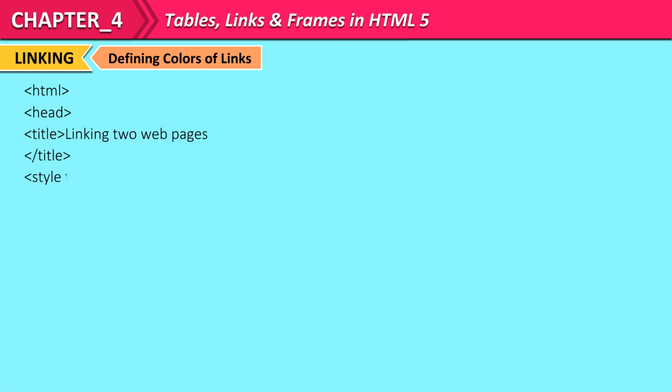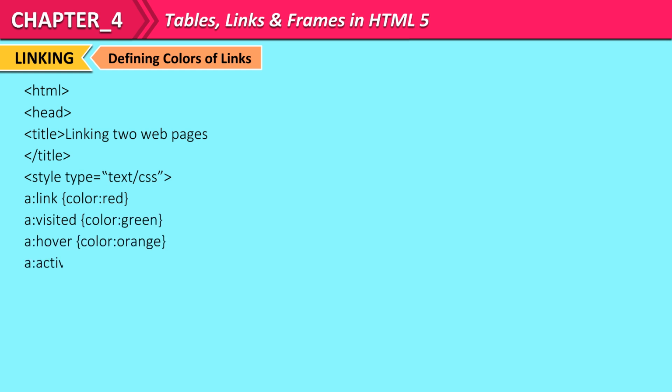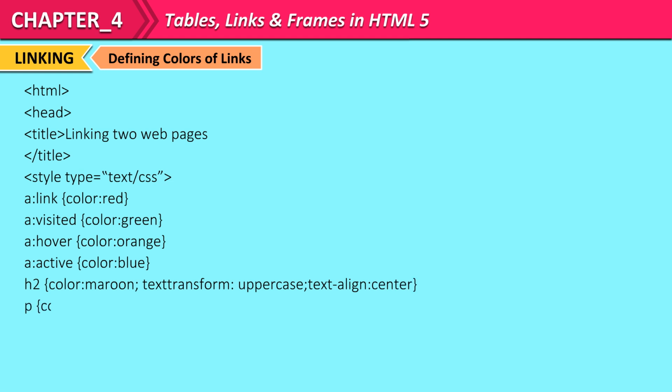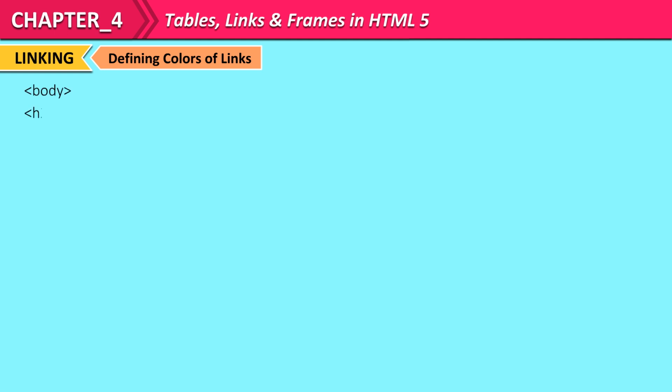HTML, head, title, linking to web pages. Close title. Style type is equal to text/css. a:link, color red. a:visited, color green. a:hover, color orange. a:active, color blue. h2, color maroon, text transform uppercase, text align center. p, color green, font size x-large. Close style, close head, body, h2. Definition of immunization, close h2.